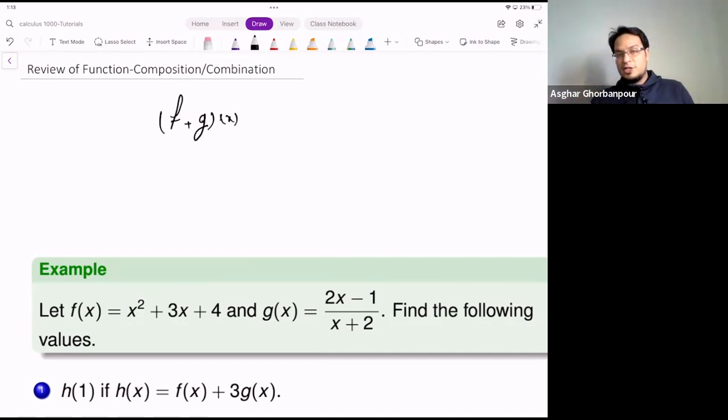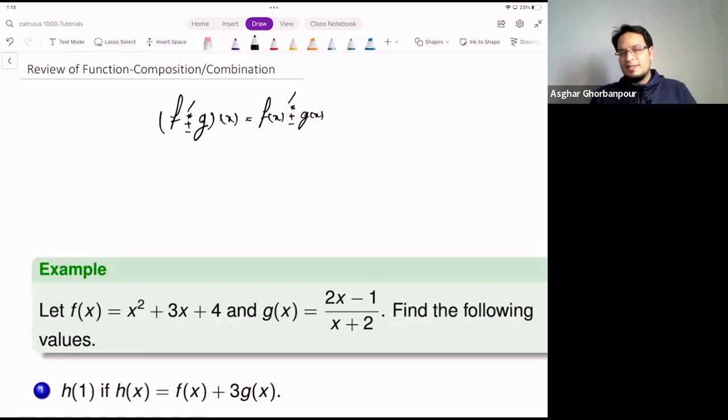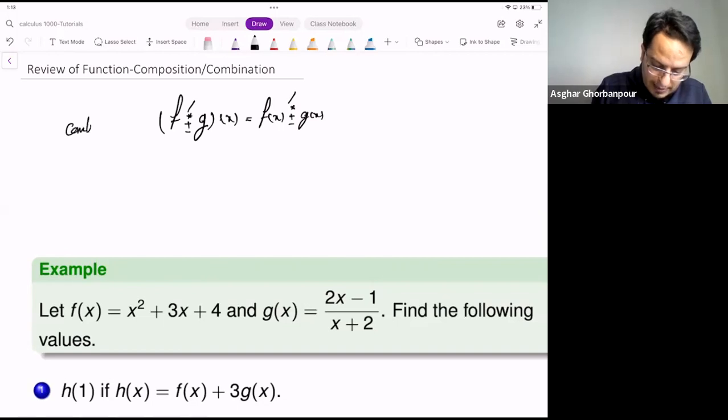For example, you have two functions, you can add them. By adding, we mean this is a new function where first you evaluate the first function, then evaluate the second function and add them. You can subtract, you can multiply, you can divide. All this works. These operations are called combination of functions. We have also one different way. It's called composition of functions.